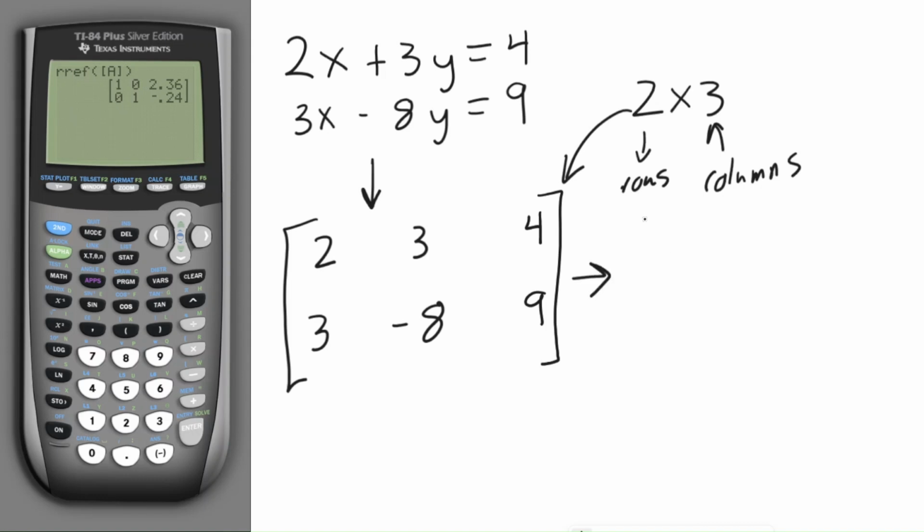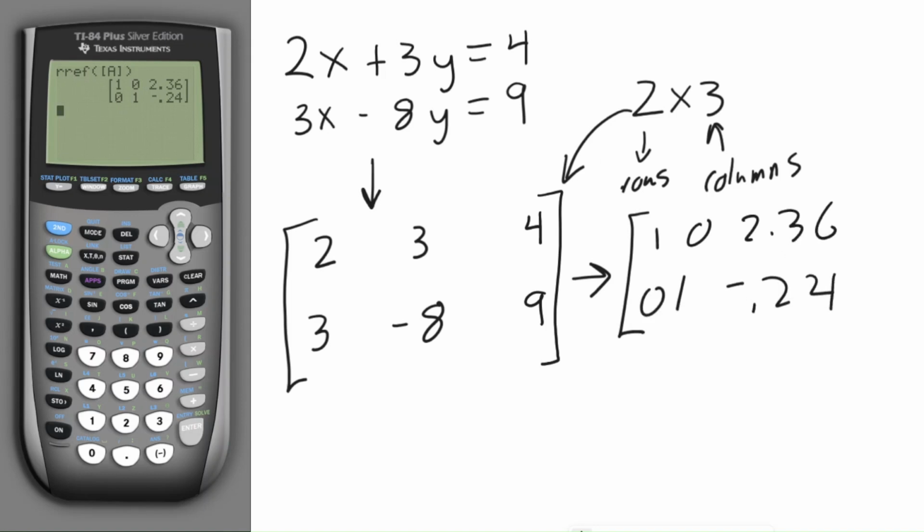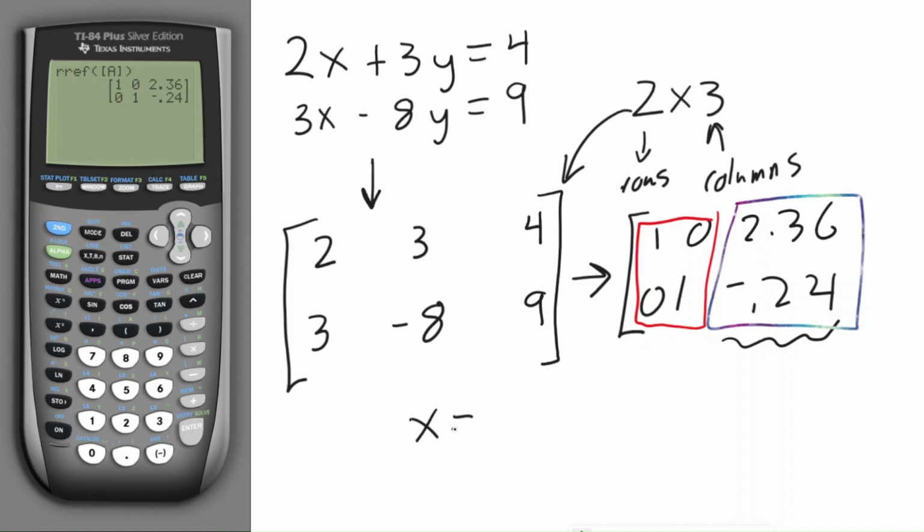So this tells me that we have 1, 0, 2.36 and 0, 1, -0.24. Now, every time we do this, this first half will always be the same. You can just ignore that. It doesn't matter. What really matters is the last portion, which is this part. So it tells me that x is 2.36. The first number is the first one in this equation here, and y is -0.24. So this, I think, is one of the easiest ways that you can solve a system of equations.